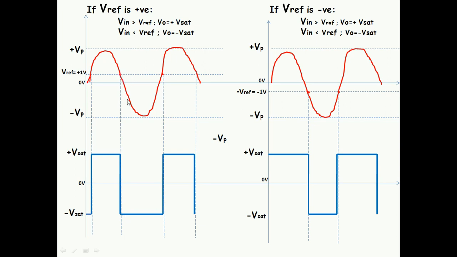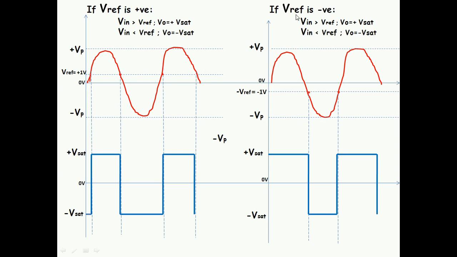Now, till this point you can see V in is less than V reference, in the sense V in is more negative than this. Negative in the sense the output voltage is minus V saturation. Again, till it becomes equal to V reference, it will be in the same state. At equality, it switches from minus V sat to plus V sat, and it continues and so on.